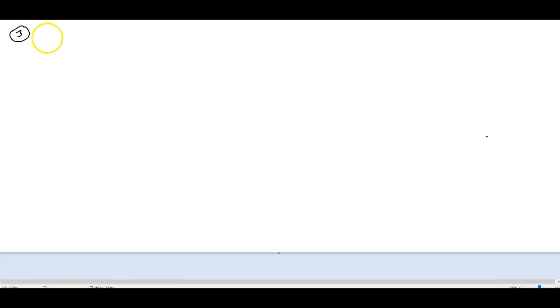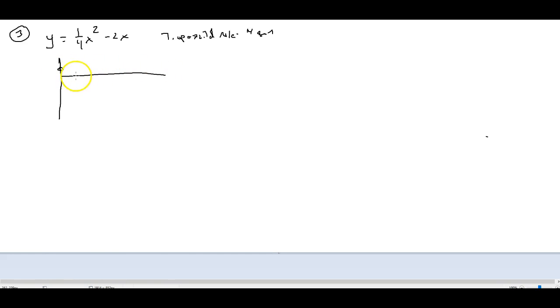Problem number 3 is y equals 1/4 x squared minus 2x, and I want to use the trapezoid rule. I can't spell it. I can't even write, that's the problem. I can spell it fine. And I want 4 equal pieces. So the first thing I notice, since I'm going from 0 to 4, my 4 equal pieces are going to be 0, 1, 2, 3, 4.